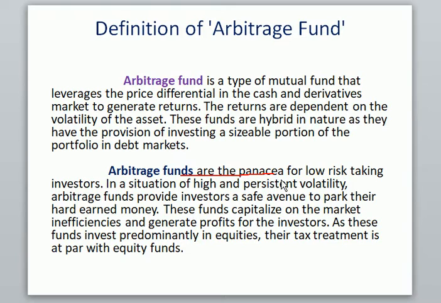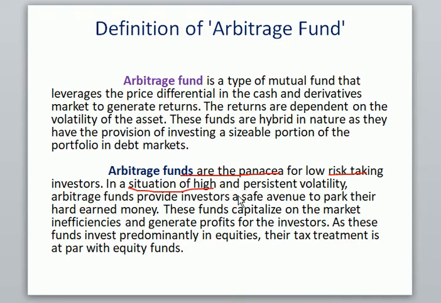Arbitrage funds are the panacea for low risk taking investors. Panacea means a remedy. Suppose you have very little income, like 10,000 or 20,000 rupees, and you want to invest 2,000 rupees in one business. Generally you invest in those businesses which you feel are very secure and from which you will definitely get the return. Arbitrage funds are generally directed at people like you who want to take very little risk. That's why they are called a panacea for the low risk taking investor.